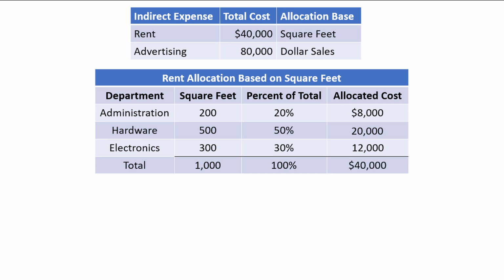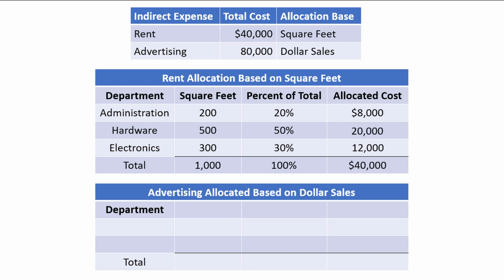We can do the same thing for advertising, except common sense tells us that we shouldn't allocate advertising expenses to the administration department because the administration department does not benefit from advertising. Instead, advertising is only allocated to the operating departments of hardware and electronics, and the allocation is done based on sales dollars. So again, we add up the total sales for the two departments.